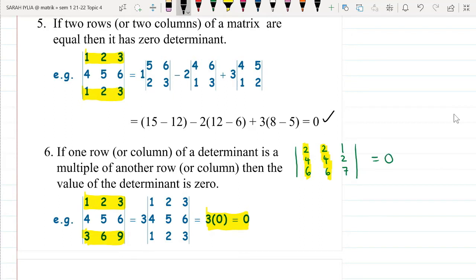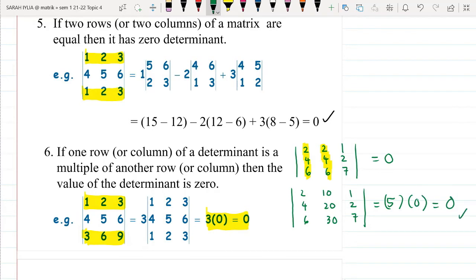Okay. So let's say saya ada satu lagi matrix yang 2, 4, 6. Second column ni let's say semua saya darabkan dengan 5 lah contohnya. Okay, so dia akan jadi 10, 20, 30. Saya darab 5 semua 1, 2, 7. So walaupun sekarang dia punya entry tu nak tak sama, tapi tadi kita tahu ini sebenarnya semua darab 5. So dia akan jadi 5 darab original determinant 0. So our final answer is still 0. That's for properties number 6.